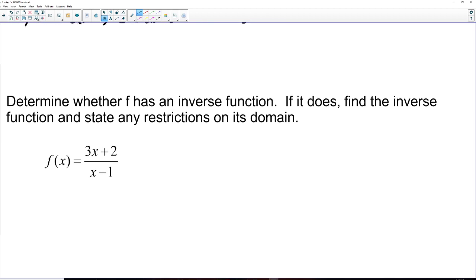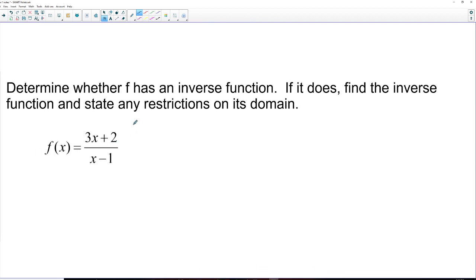Determine whether f has an inverse function. If it does, find the inverse function and state any restrictions on its domain. So if we made a very quick graph of this, we have a vertical asymptote at 1, and then we also have a horizontal asymptote up here at 3. Let's plug in 0. We get -2, so we're down here at -2. So on this side, it probably does something like this. And then if we plug in, let's say 2, that's 6 plus 2 is 8 over 2 minus 1, so 8. So way up here at 8.